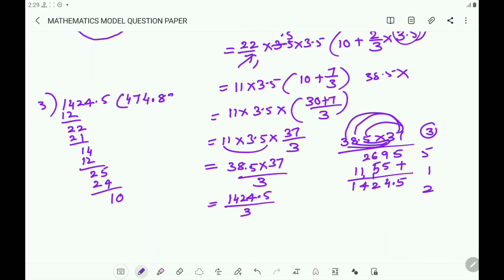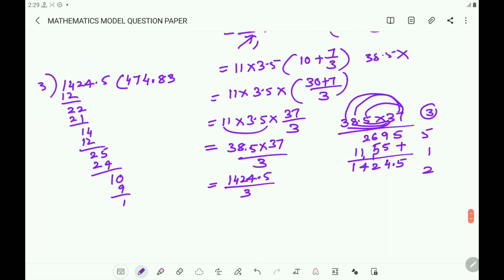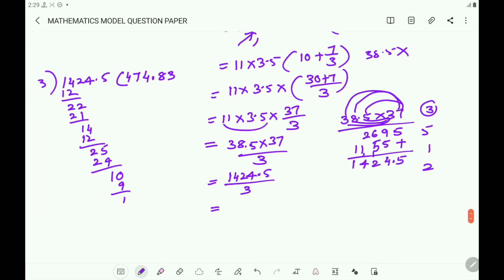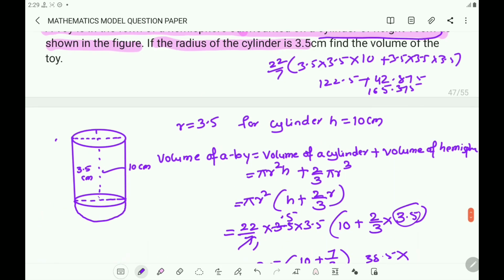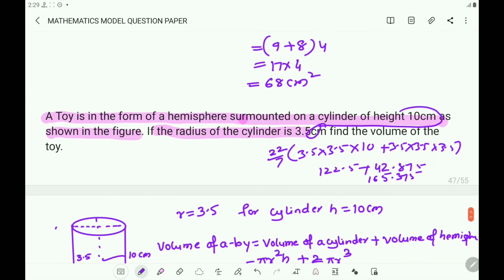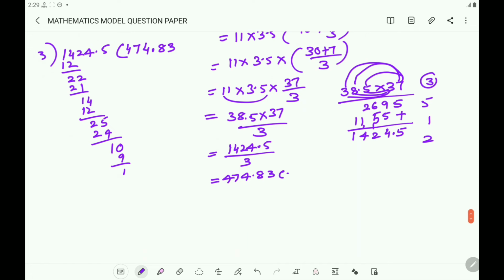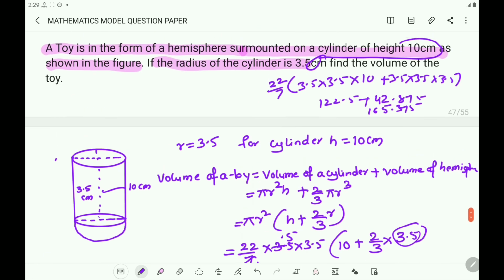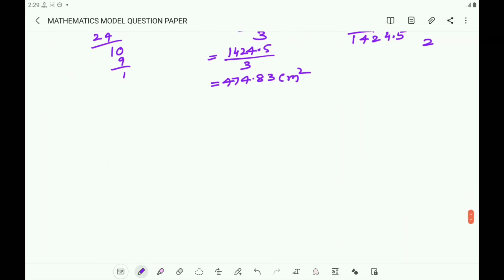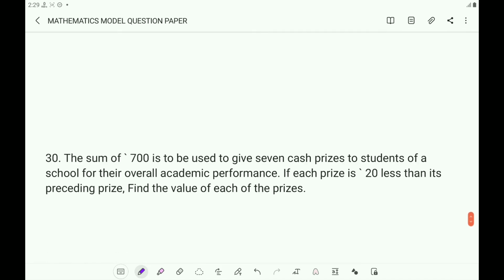0. 3 3s are 9. Again 1 is remaining. Here you can verify that 3 is recurring. So you write 474.83 cm square. That is the volume of the toy. Next you take the next question.